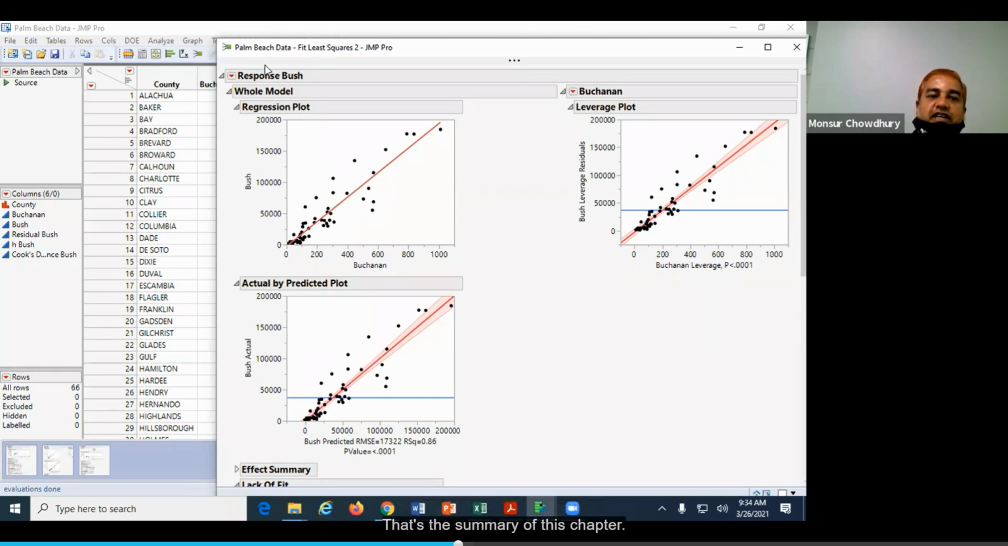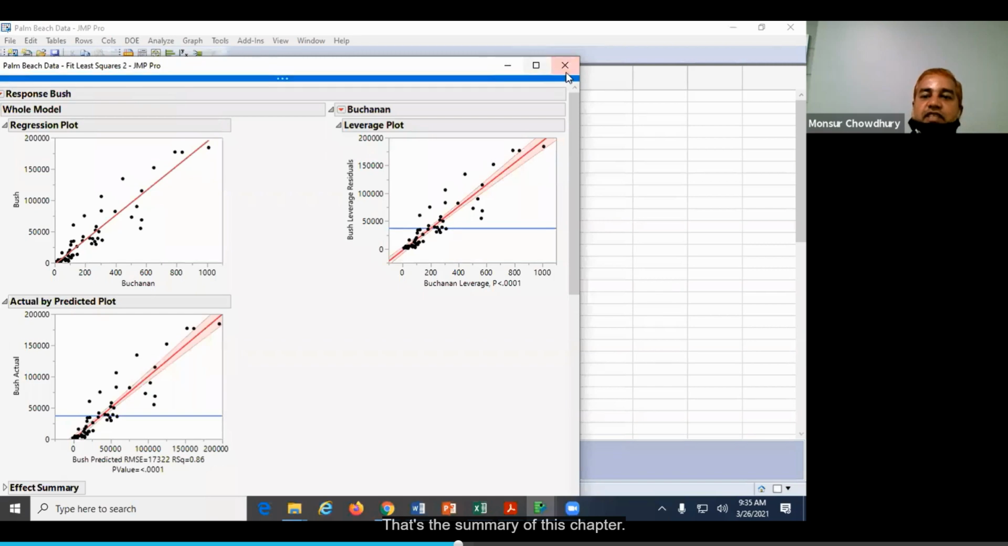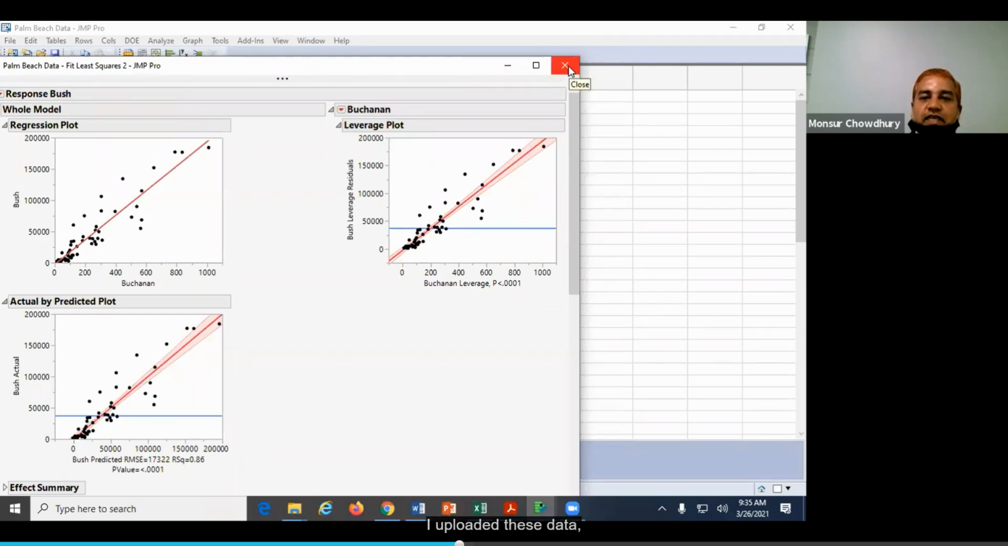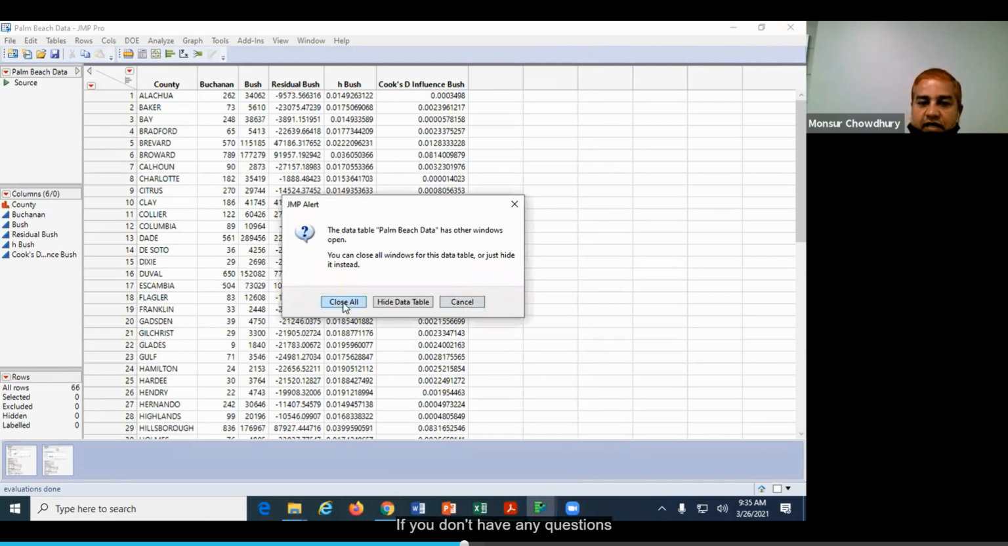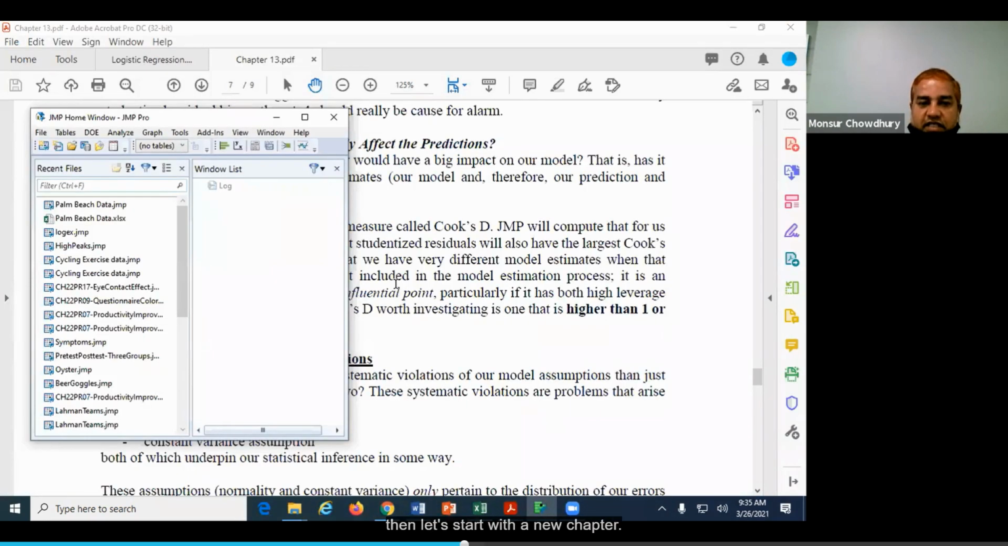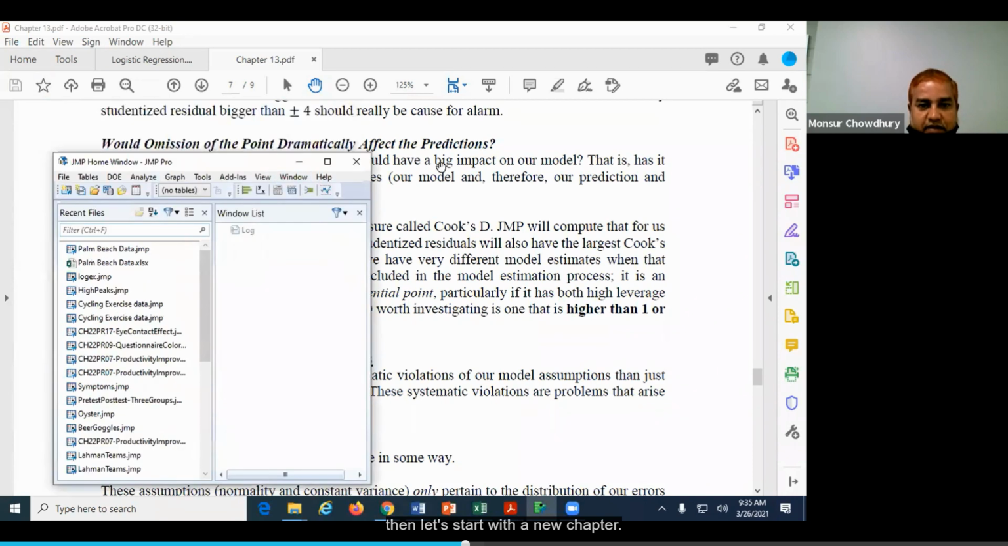Okay, so that's the summary of this chapter. I uploaded this data. Maybe I'll upload some questions related to these Palm Beach counties, and then I'll ask you to do the data analysis that I just showed you. Okay, if you don't have any questions, then let's start with the new chapter.